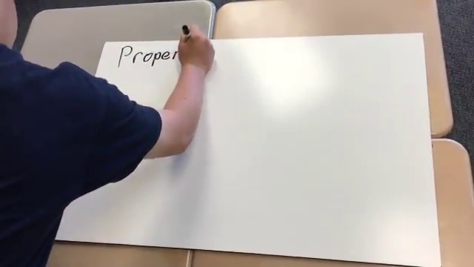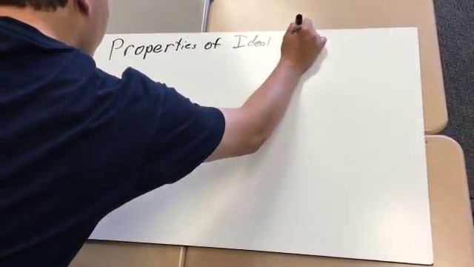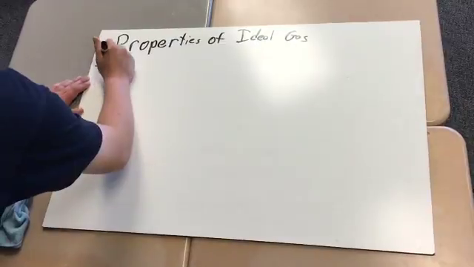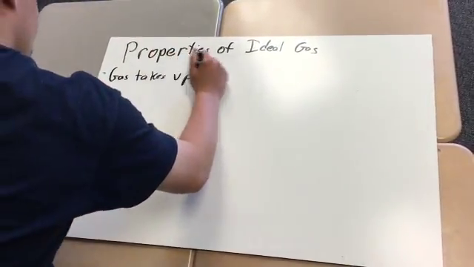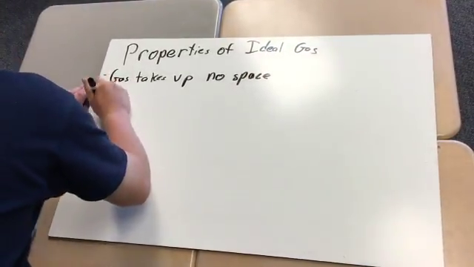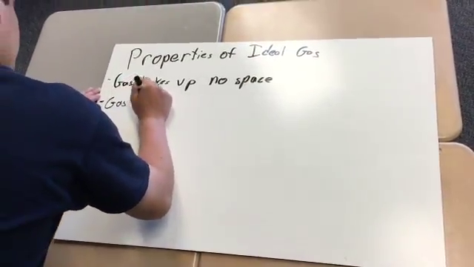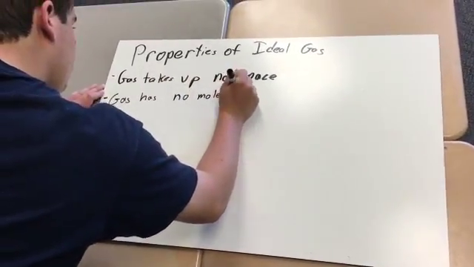Alright, so first we're going to talk about properties of an ideal gas. First things first, an ideal gas is a gas that takes up no space and has no molecular attraction.